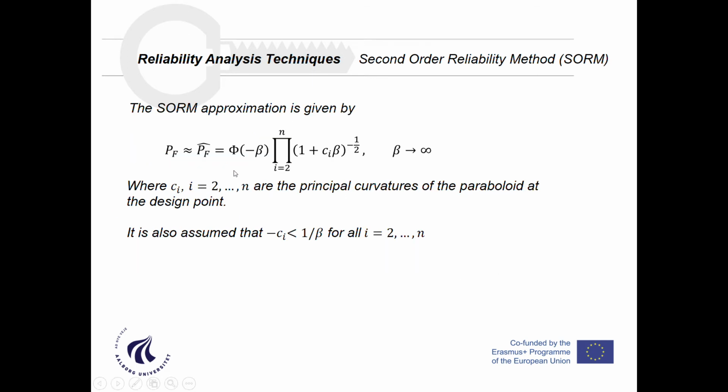So the SORM approximation is given by this expression shown here, and of course the first part of this expression corresponds to the FORM solution, but now SORM puts additional terms on the right, where Ci are the principal curvatures of the paraboloid at the design point. It's also assumed that minus Ci is lower than 1 divided by beta for all variables.